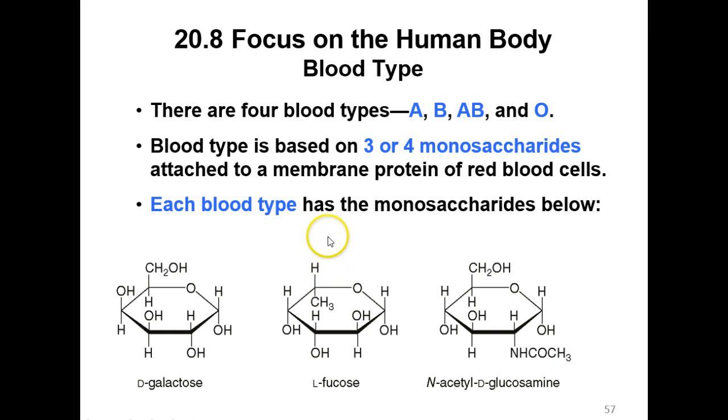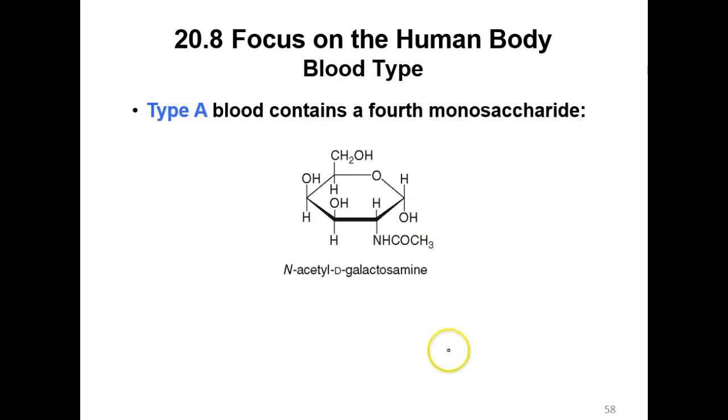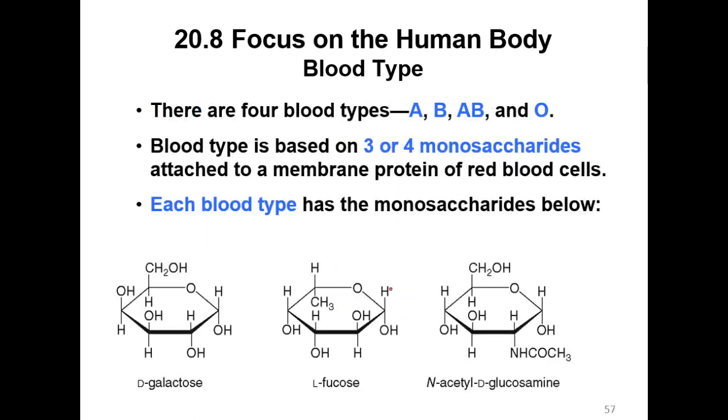Each blood type has a possibility of the types of sugars down here. It's either a galactose, a fucose. That's not spelled incorrectly, it's not fructose, and they spelled it wrong. It's a fucose, and then N-acetyl D-glucosamine. So type A blood contains a fourth monosaccharide, a galactosamine. So you have a galactosamine and a glucosamine.